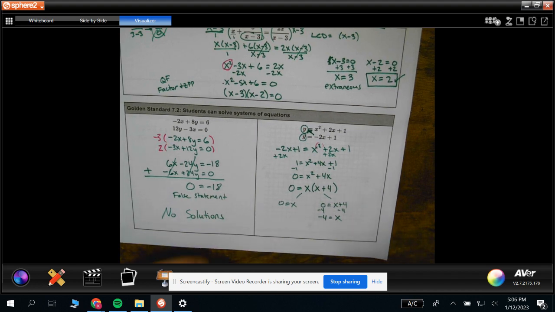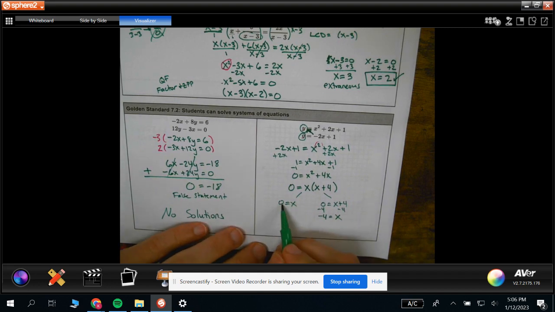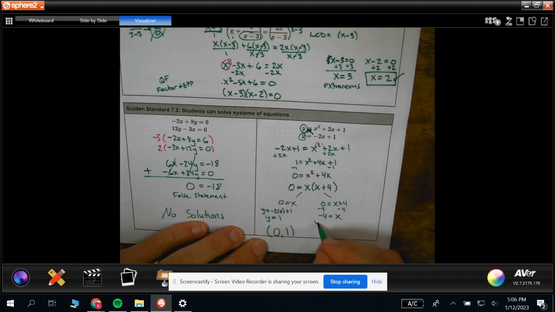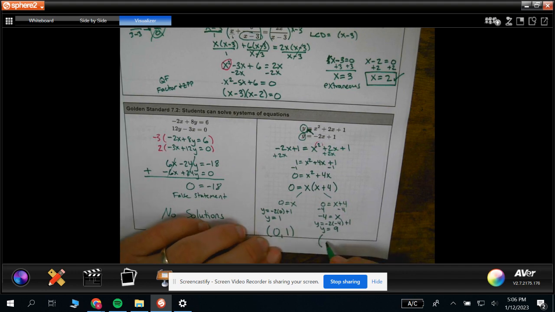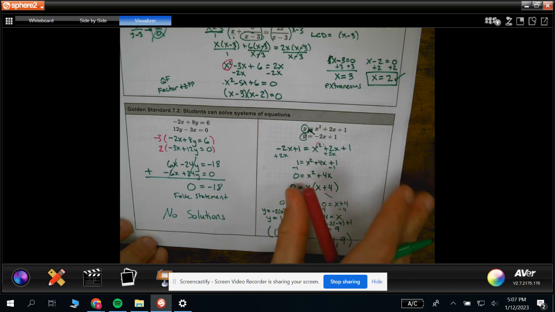Are we done? No, it's a system. We need x and y. So if I take this 0, substitute it back in, y equals negative 2 times 0 plus 1, y equals 1. One of my solutions is at 0, 1. This line and this parabola intersect at 0, 1. They also intersect at negative 2 times negative 4 plus 1. So y equals 8 plus 1 is 9. They also intersect at negative 4, 9. So there is standards 7.1 and 7.2. Let's flip to the back side.